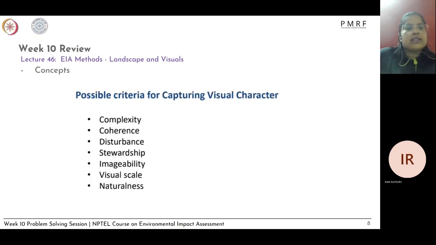And then there are possible criteria for capturing visual character. So these are complexity, coherence, disturbance, stewardship, imageability, visual scale, and naturalness. So these are criteria for capturing the visual aspect or visual side of a landscape character.